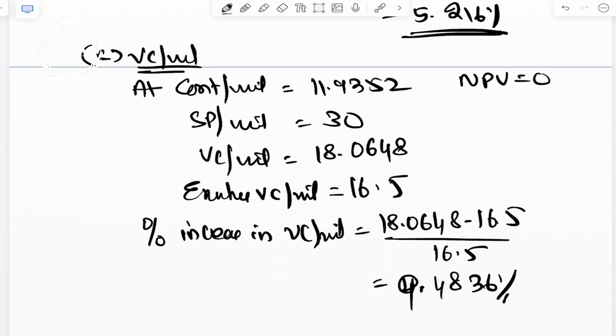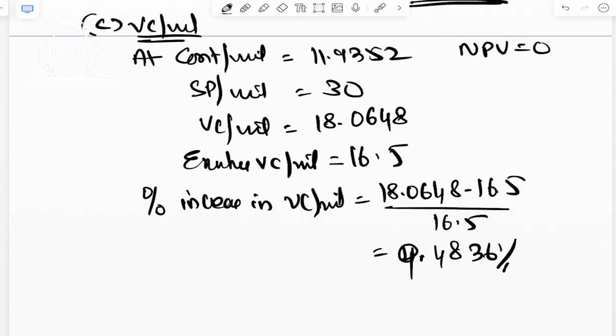Whoever did present value of variable cost, beta, can you tell me how much you got as present value of variable cost? This is the total present value of existing variable cost. You will take 16.5 into 2 lakh units into PVAF at 12% for 5 years. Existing variable cost per unit, beta, is 16.5, that you will multiply by 2 lakh units and into PVAF.